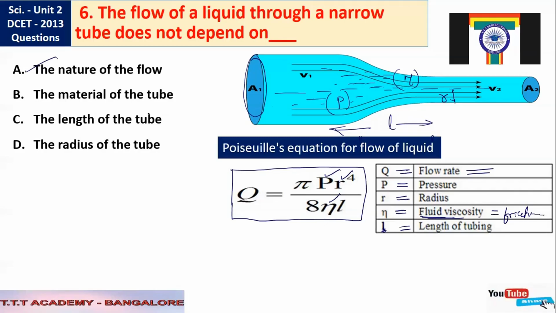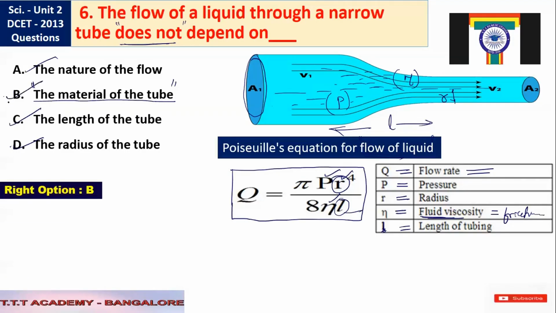Option C, the length of the tube: the flow of liquid again depends upon L, and it is inversely dependent. So this is also dependent. Next, the radius of the tube. Yes, R is dependent here. This also. Here the question is that the flow of liquid through a narrow tube does not depend on. The words are does not depend. So the material of the tube does not affect the liquid flow. Therefore, for question number 6, B is the right answer.